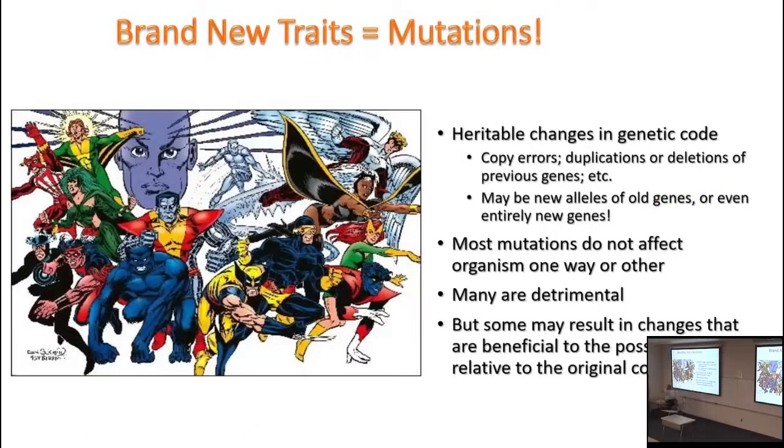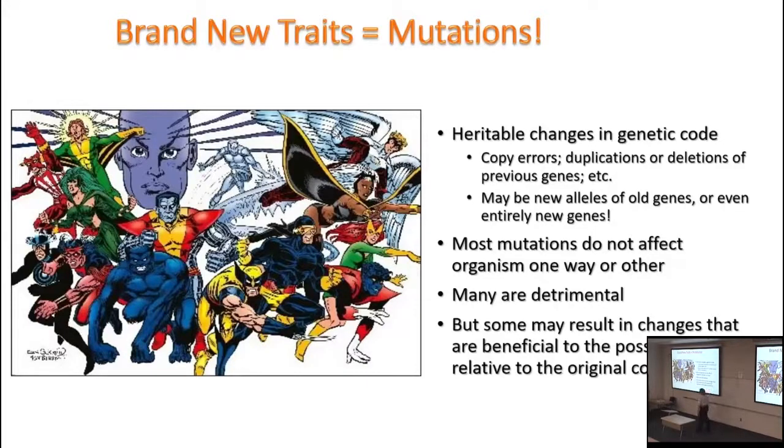But wait! Sometimes there are heritable changes in genetic code. We call these mutations. They might be the result of a copy error. You know, the mechanisms to copy down the DNA are good, but they're not 100%. And as a result, it might basically stutter, that is, duplicate a section, or it might delete, might skip over. The resulting product might be some new allele for an old gene, like maybe some sort of new hair color. Or, and this is particularly true of duplications, you might wind up having something that begins to code for something that didn't exist before. So a new, entirely new gene. Now, most mutations don't affect anything.